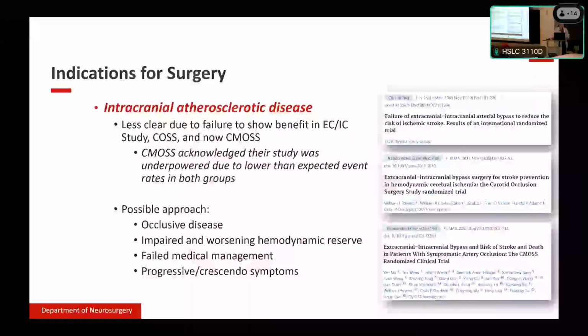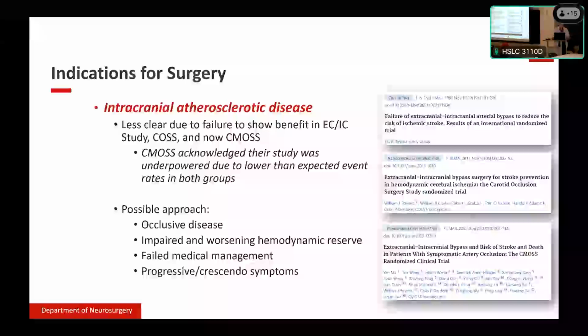Now in ICAD, this is a little bit different story. This is something that has failed in a few different trials. However, there are limitations in each of these studies. And the most recent study, CMOS, is the one that they did acknowledge that their study, even though there might have been some trends, none of them were significant, but overall they were underpowered because they had a lower than expected event rate in both groups.